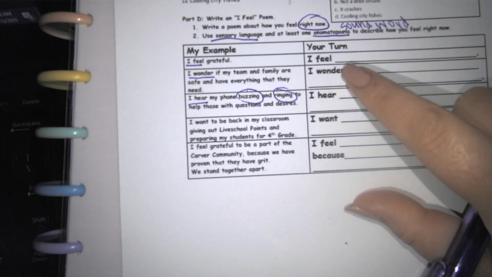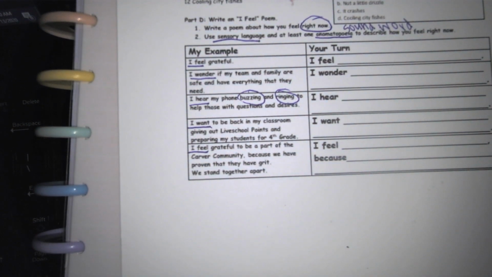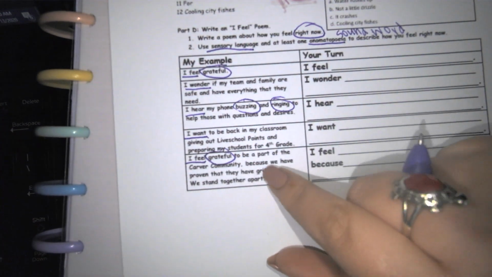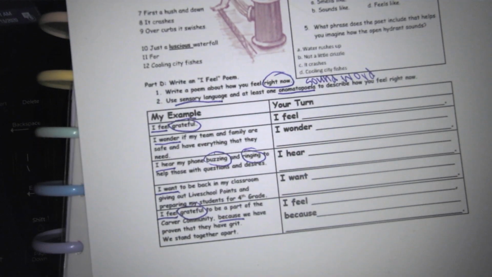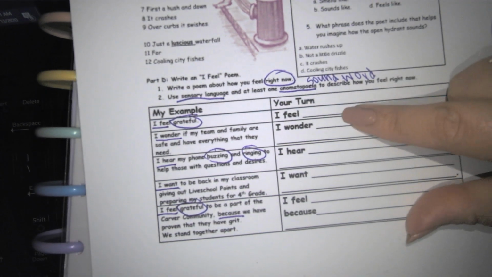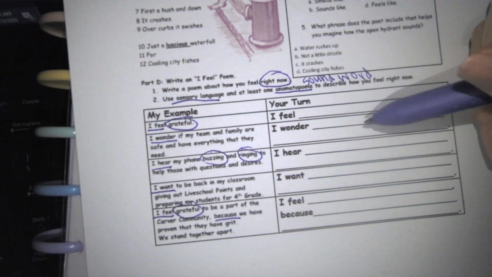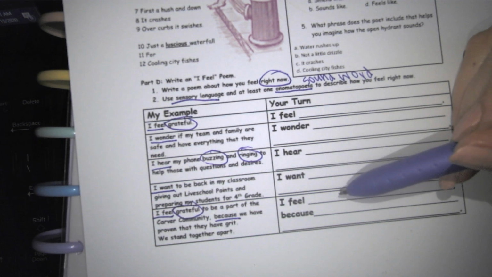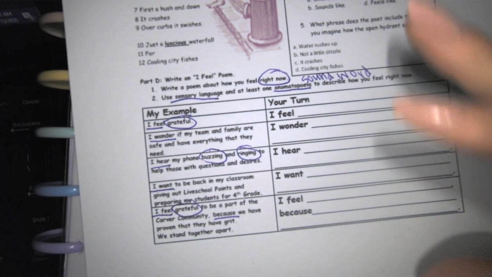So I gave you the stems right here. Let's see, did you notice some repetition? The first line, we have the same feeling. And then the last line, my feeling was grateful. And the last line, my feeling was also grateful, but I explained why with that word because. So you decide how you feel right now and you write down your wonders, what you hear at home, what you want, how you feel, and why.